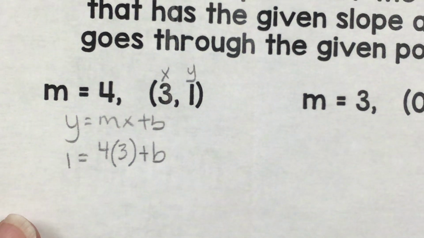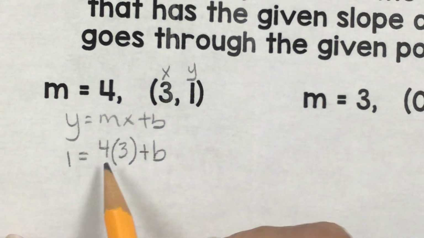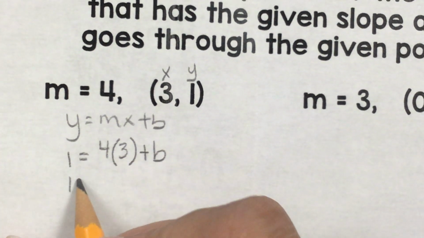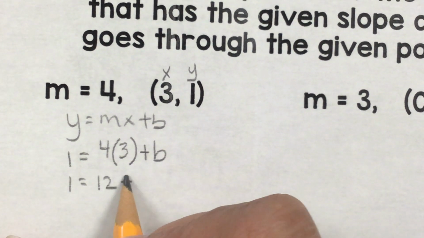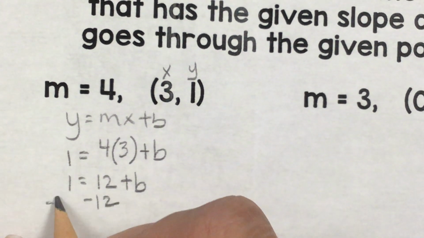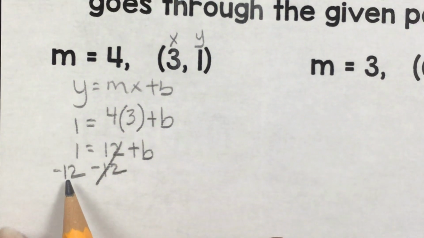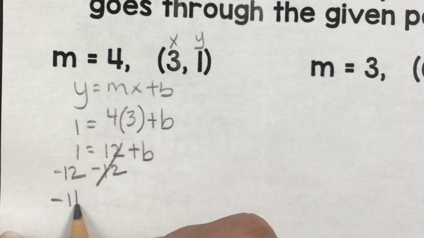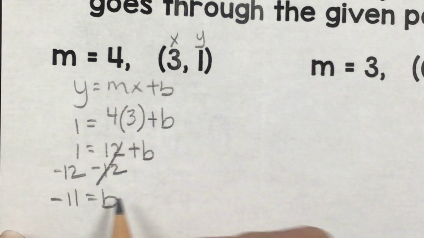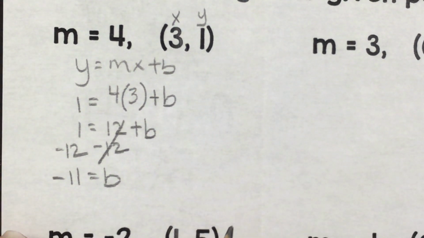From here, we do the order of steps to solve an equation. That means 4 times 3 first. So I have 1 is equal to 12 plus b. And I'm going to subtract 12 from both sides to solve for b. 1 minus 12 is negative 11 is equal to b. So we did all of that work to write the equation of the line.